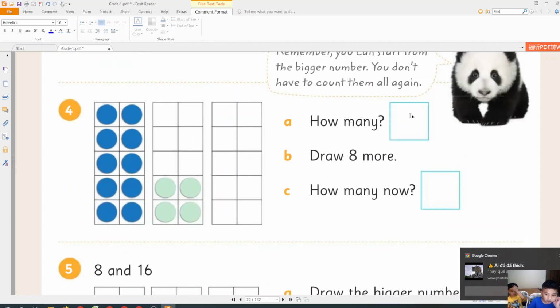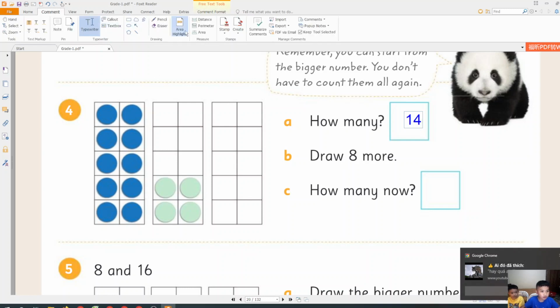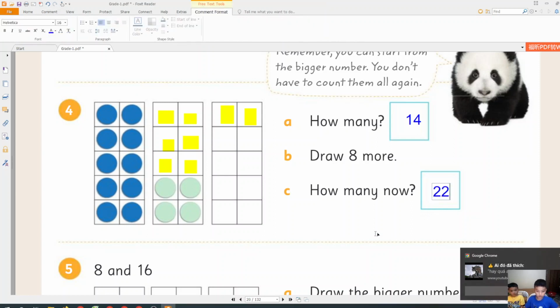What number is this, Khoan? 14. We have 14, draw 8 more. Let's draw. 1, 2, 3, 4, 5, 6, 7, 8. Khoan, how many now? 22. Yes, it's 22. There are 2 tens and 2 ones. 22. Double 2.